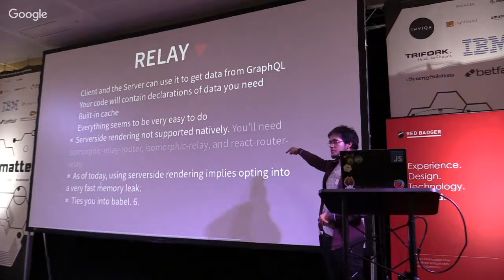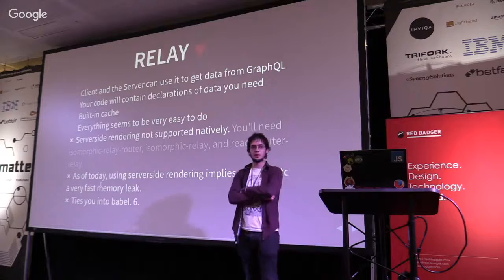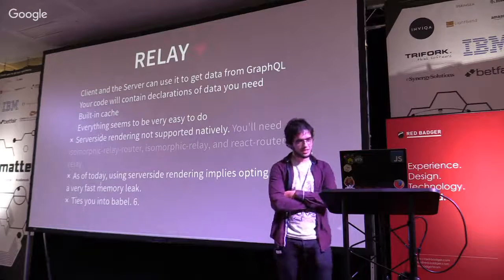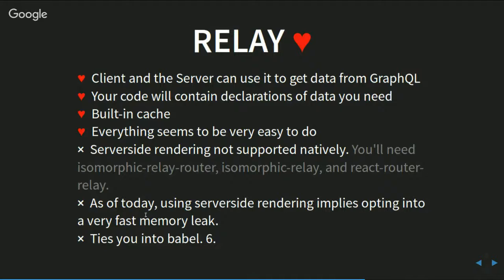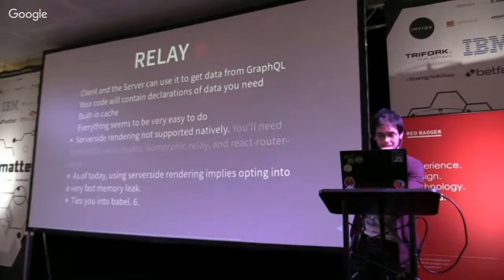They have a memory leak if you try to use it on the server, and it ties into Babel 6. And if you don't know Babel 6, how many of you guys know Babel? How many of you guys are using Babel 6? It came out in like September or November or something. And you know why it's called 6, right? Came out 6 months before it was ready. And actually, it's been like 10 months now. So I'm beginning to think it's actually 6 years before it was ready.